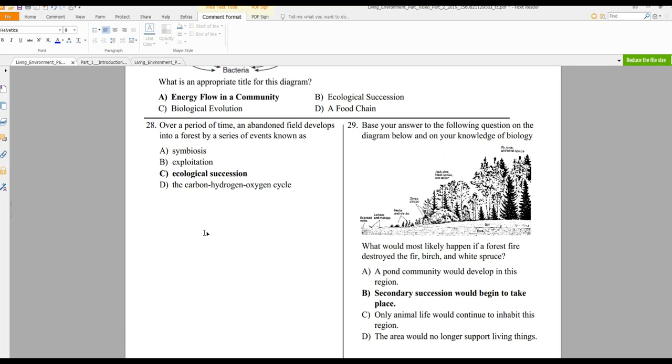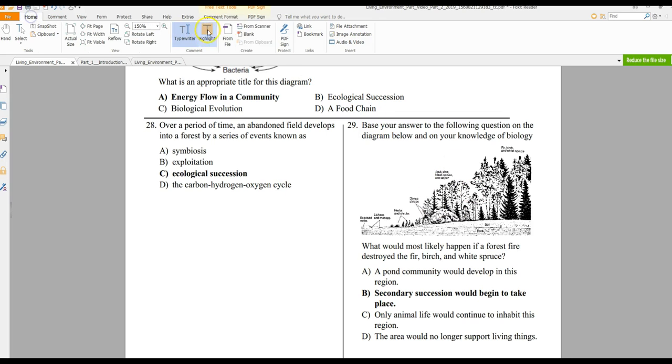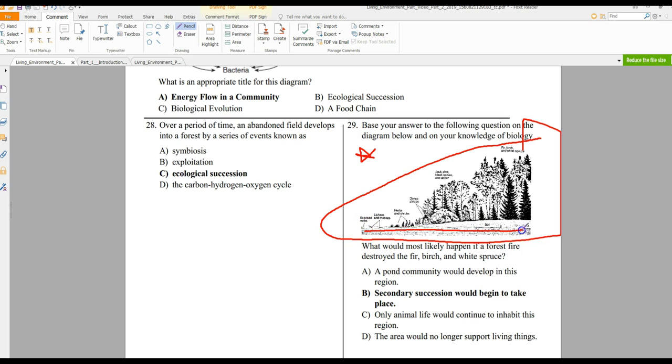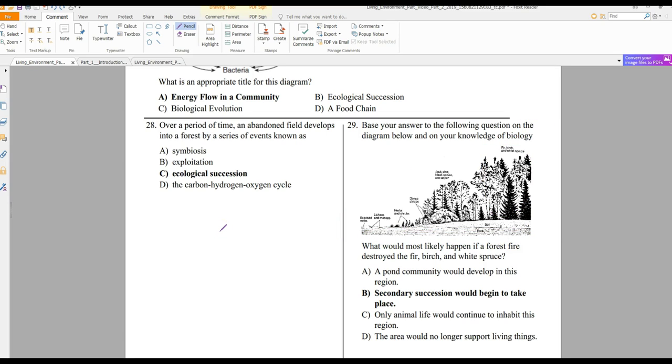I chose two different types of multiple choice questions because you might have one with a picture or without a picture. I want you to take a look at this picture, and I'm actually going to put a star next to it. Whenever you see a picture of a bedrock, and then over time it develops into this lush, beautiful forest, this is called ecological succession. You start with a bedrock, nothing is here, it's barren.